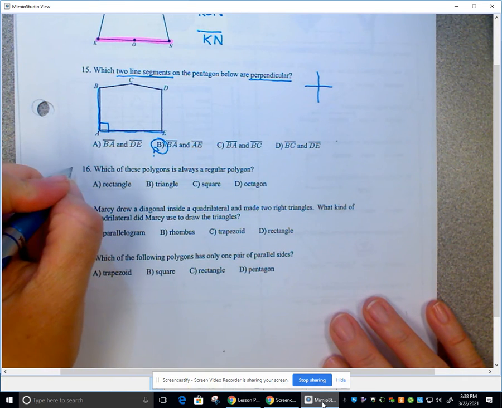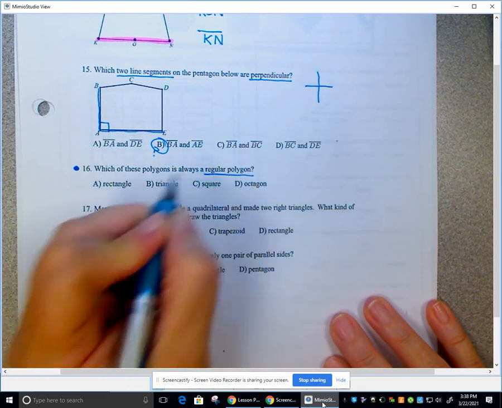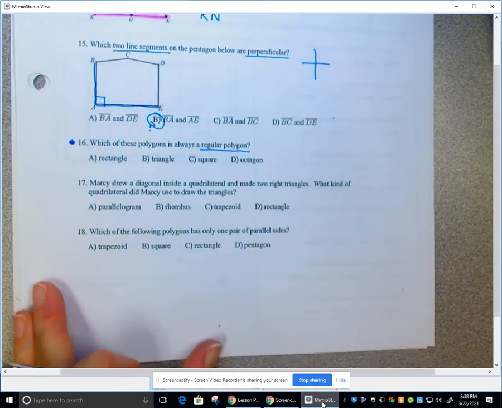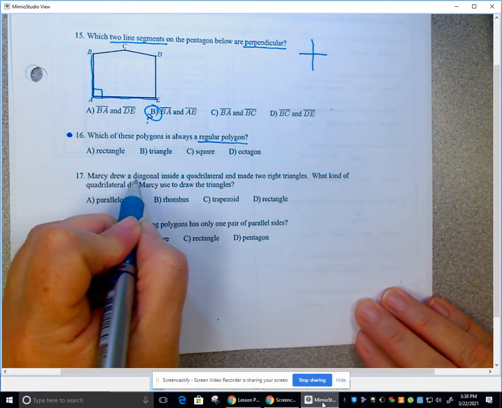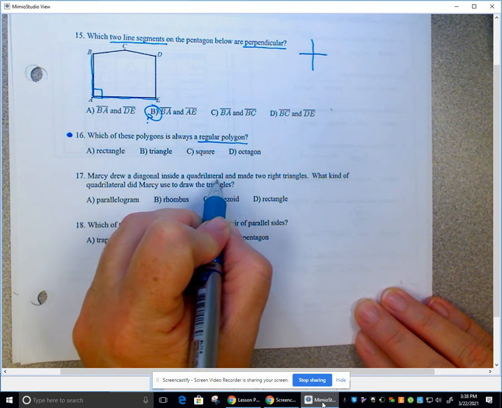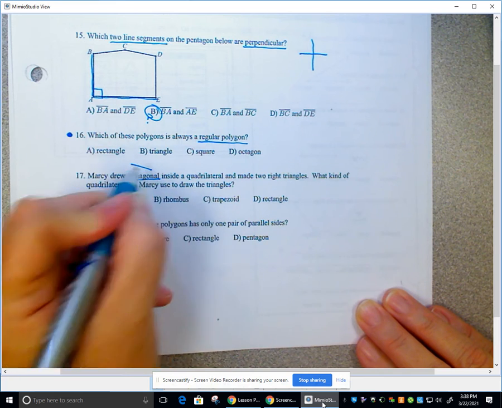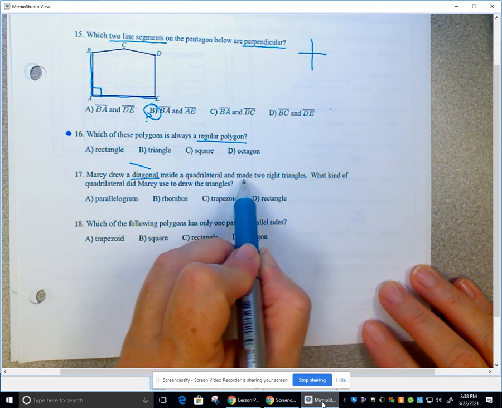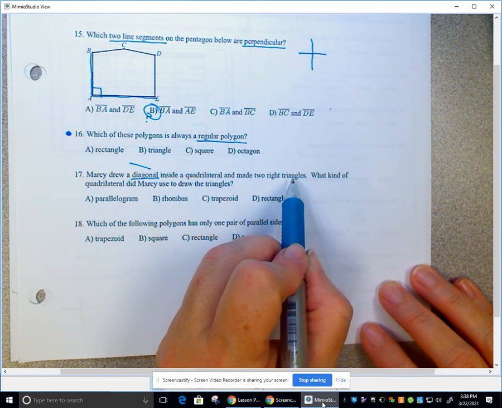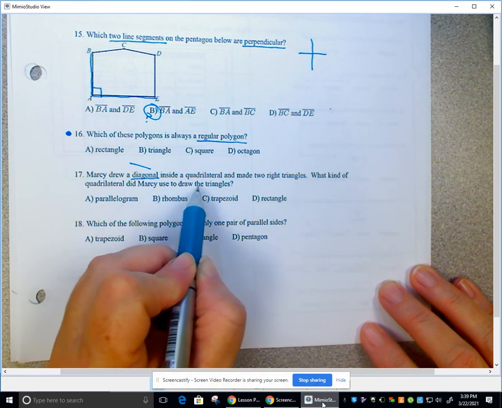Now, number 16, we're going to come back to in just a minute, because we're going to be talking about a regular polygon. So I hope I remember to come back to it. Number 17, let's go to 17. Marcy drew a diagonal inside a quadrilateral. So she drew a diagonal. That will be a slanted line. Inside a quadrilateral, a four-sided figure, and made two right triangles. What kind of quadrilateral did Marcy use to draw the triangles?